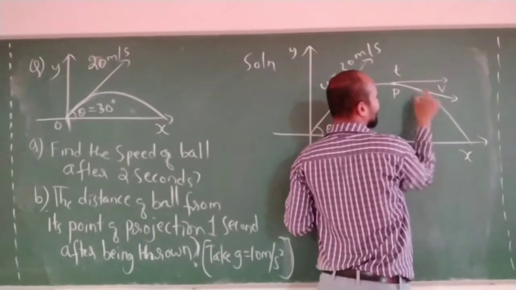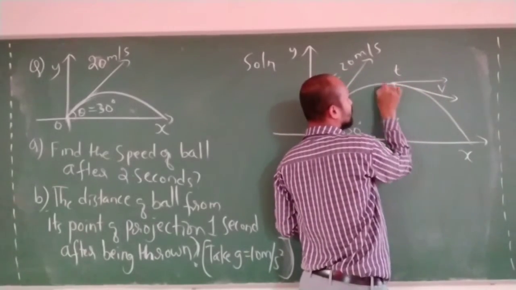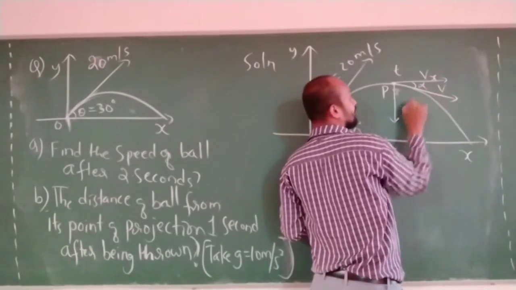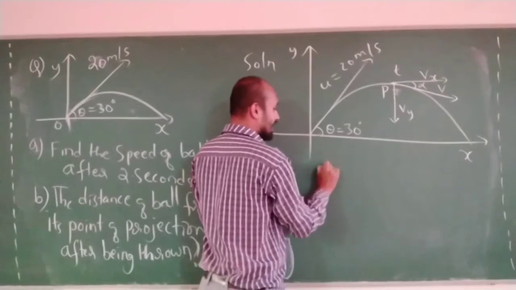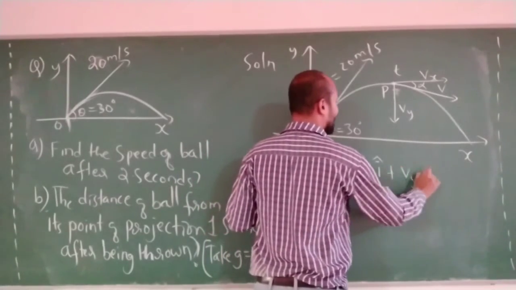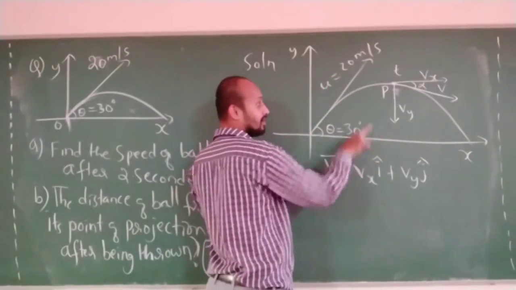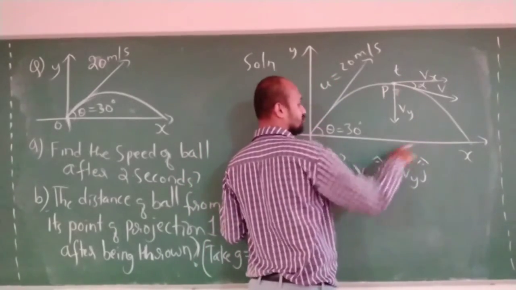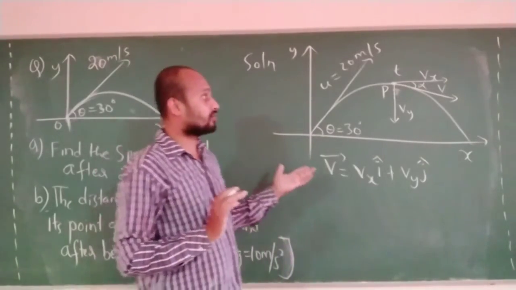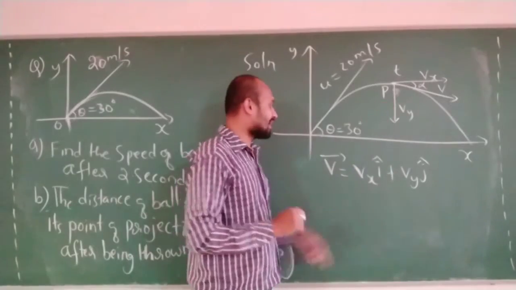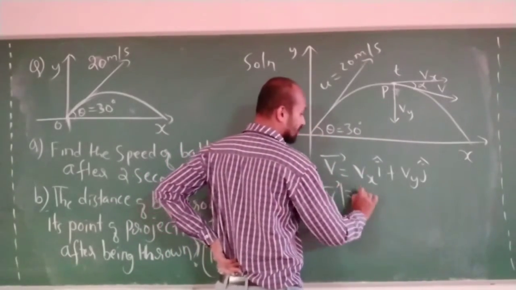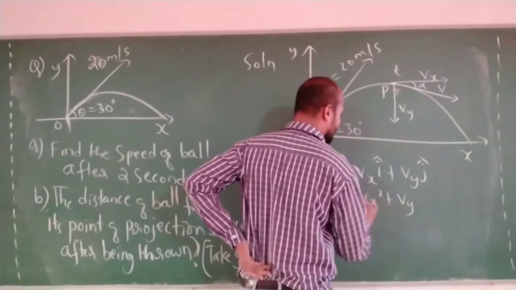Correct, no? I will resolve this v into two components. Let us take this alpha. This will become vx, this will become vy, such that vector v is equal to vx i cap plus vy j cap. Are you understanding? We have studied this, I told you. In the same manner, you can write that mod of v is equal to root of vx square plus vy square.